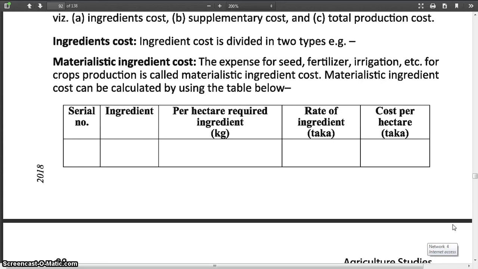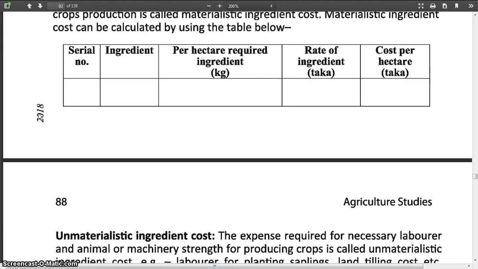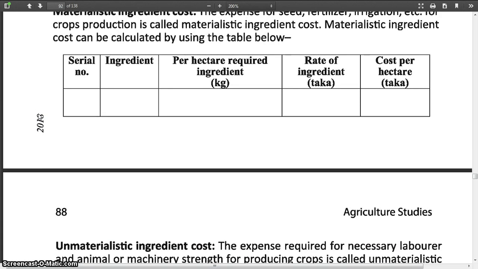Materialistic ingredient cost. The expense for seed, fertilizer, irrigation, etc. for crop production is called materialistic ingredient cost. Materialistic ingredient cost can be calculated by using the table below. At first, you have to write serial number, then ingredient, then per hectare required ingredient, rate of ingredient in taka, cost per hectare in taka. Then you have to calculate the total cost per hectare.